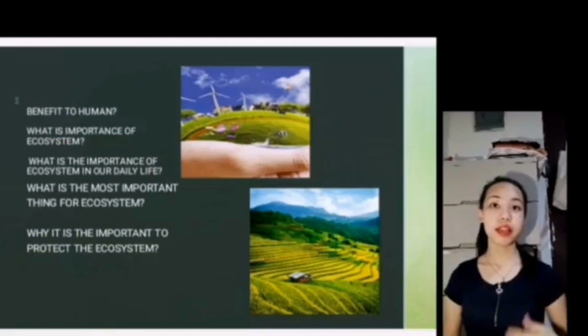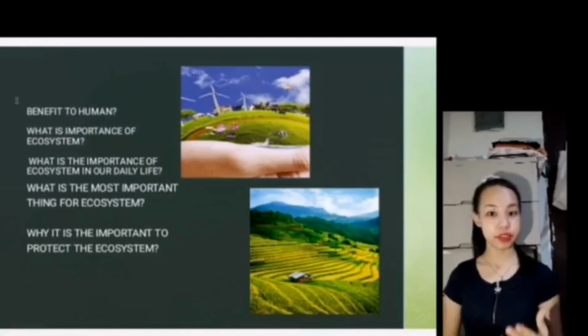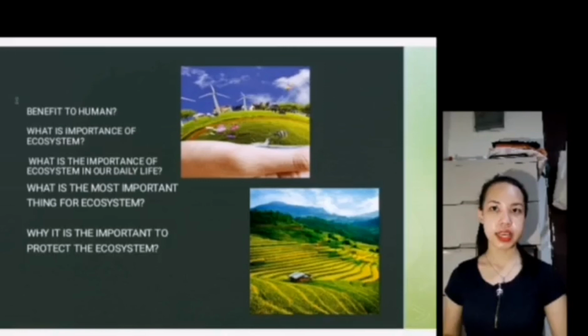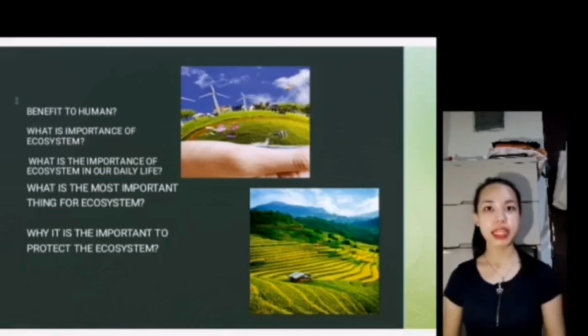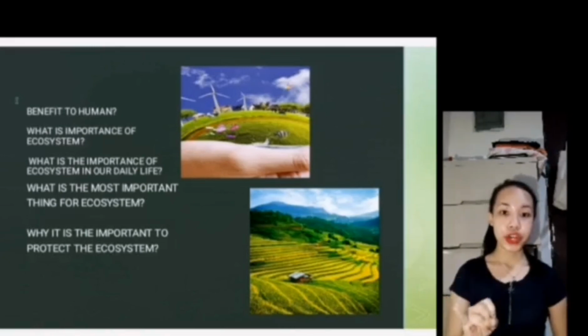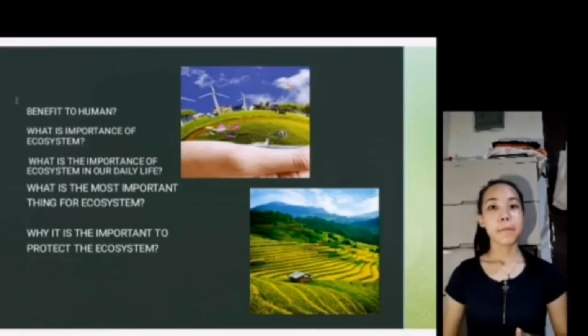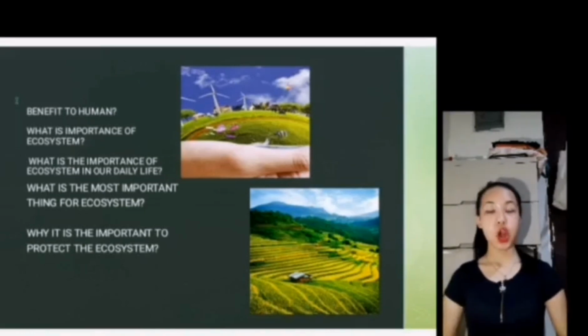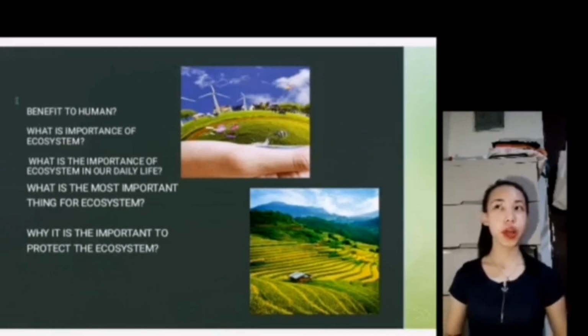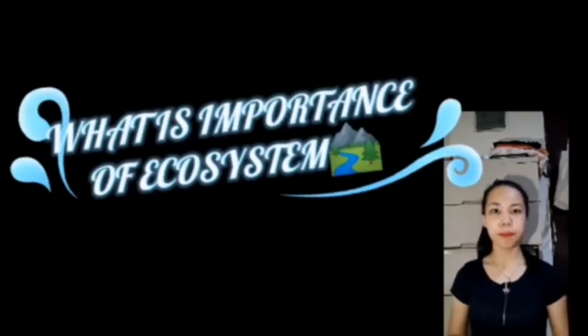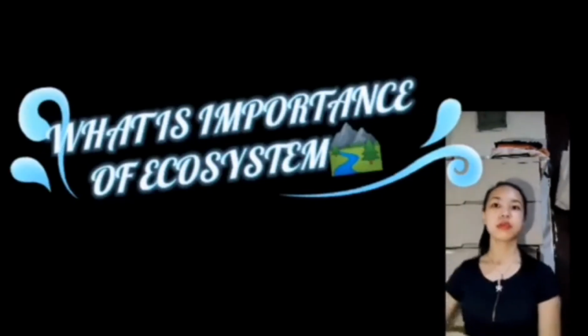So, ecosystem underpin all human life and activities. The goods and services they provide are vital to sustaining well-being and to future economic and social development. The benefit ecosystems provide include water, food, air purification, soil formation, and pollination. So, what is the importance of ecosystem to us?